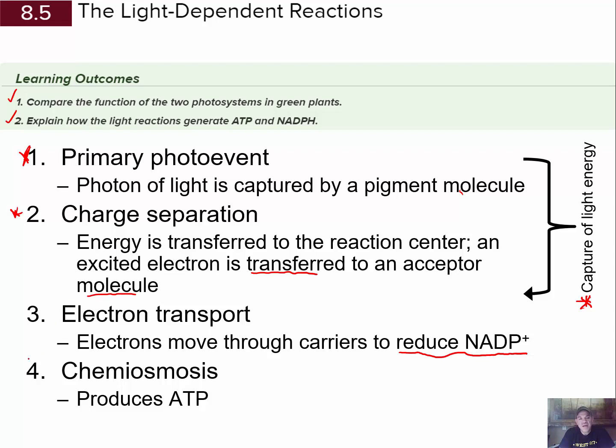respiration. And then number 4, chemiosmosis, here where we're going to use a proton gradient that's generated from the electron transport. And that proton gradient, the energy of it is going to be used to produce ATP in a similar way that we saw in the mitochondria.